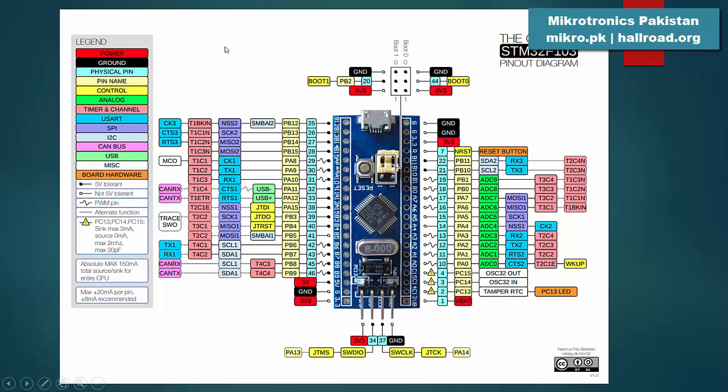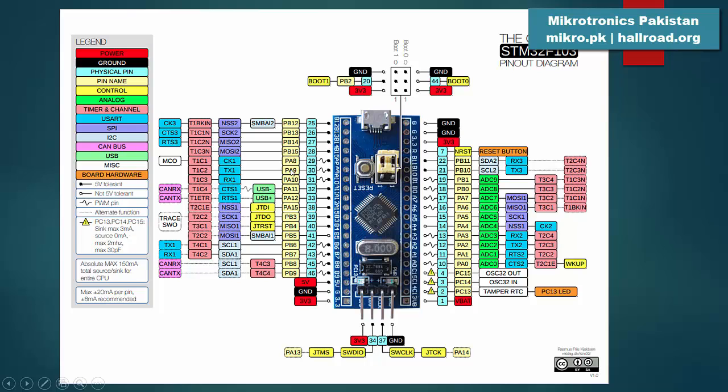So this picture you can download from the internet, and a number of other people have developed these pictures. These actually show the pin numbers, like this is PB12, PB13, PB14, PB15. These are the pins connected, and there are 5 volt, ground, 3.3 volt. This is for the battery, and so on.